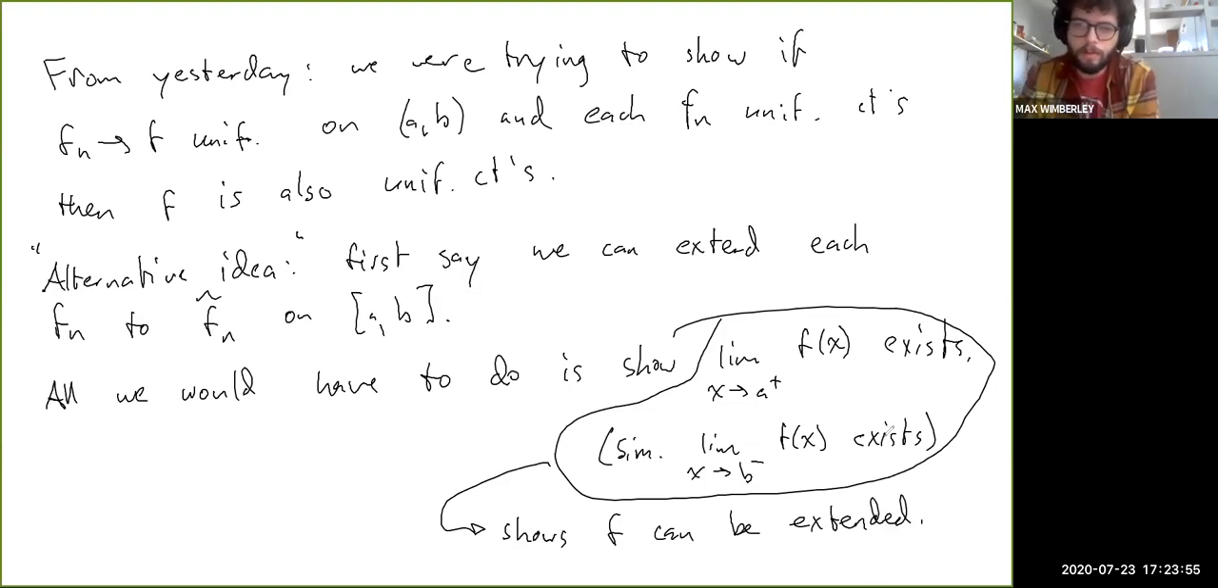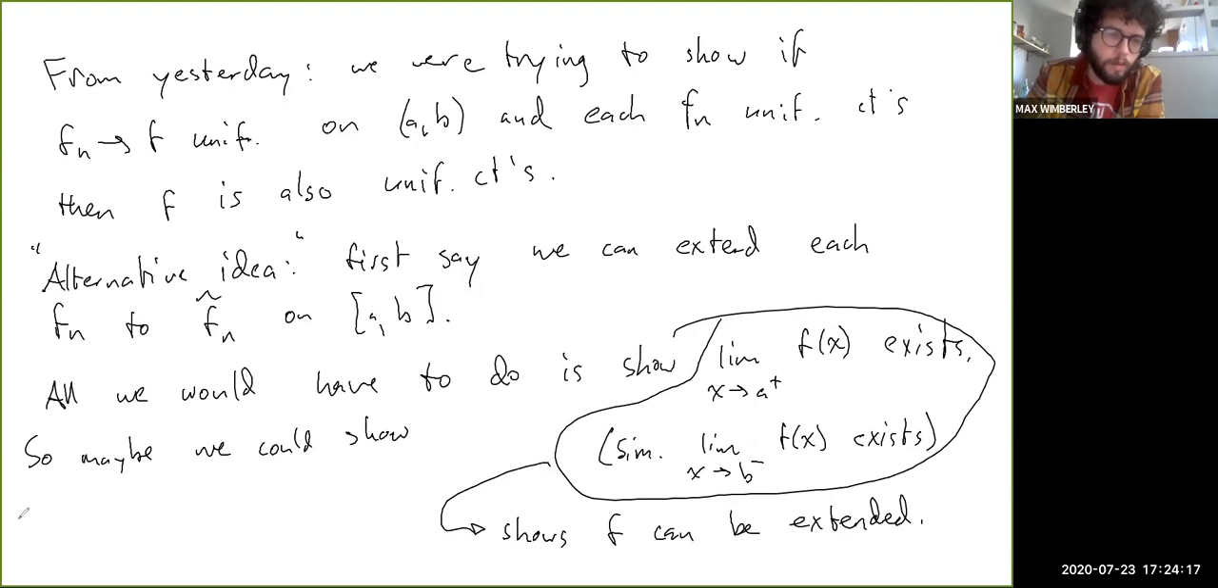So, if f can be extended continuously, then it's automatically uniformly continuous. So it would be enough just to show that these two limits exist. My idea was that maybe somehow you can show that the limit as x approaches a from above of f of x equals the limit as n approaches infinity of fn tilde of a, right?